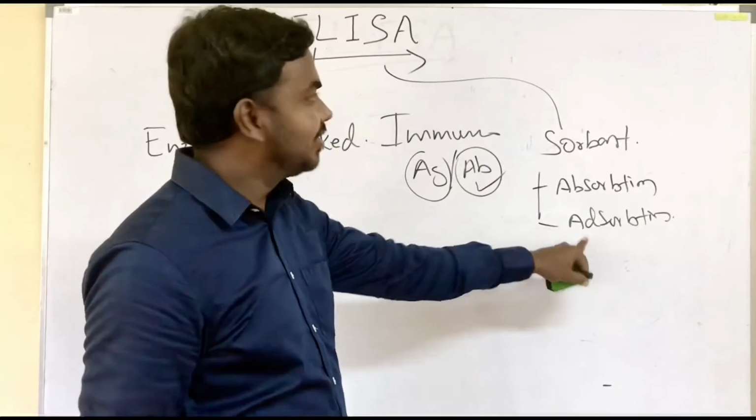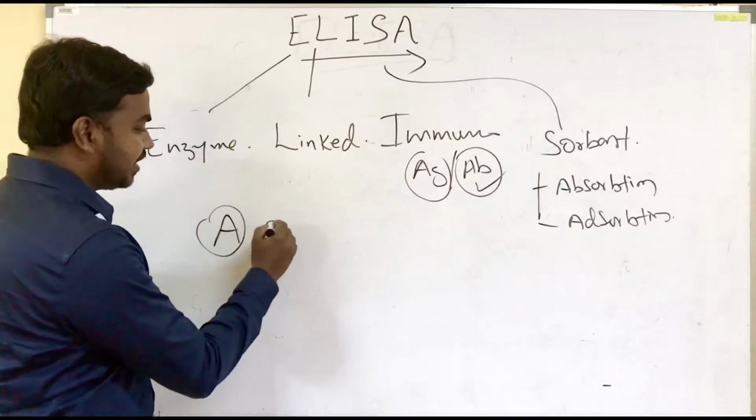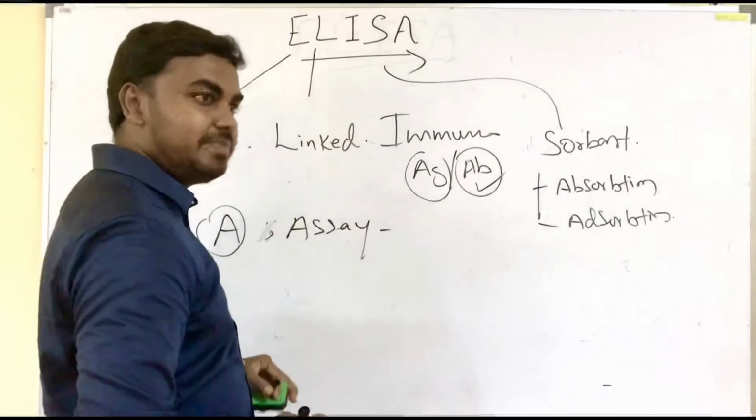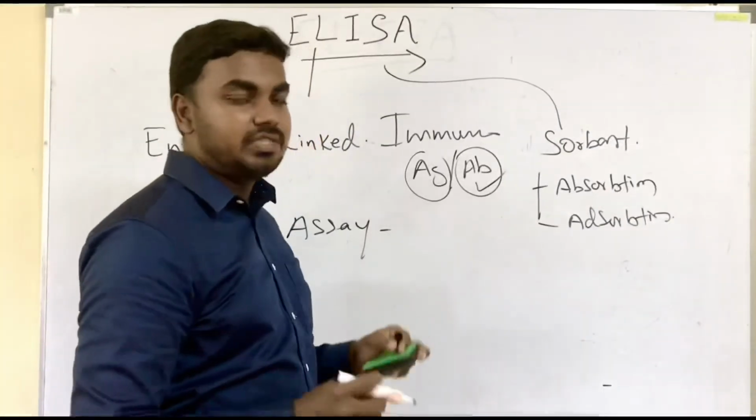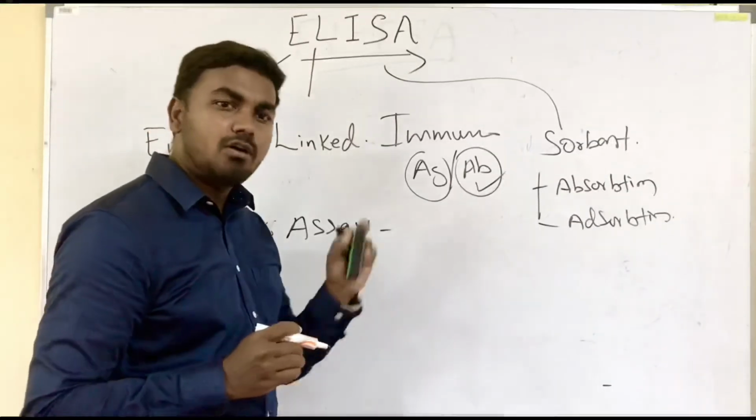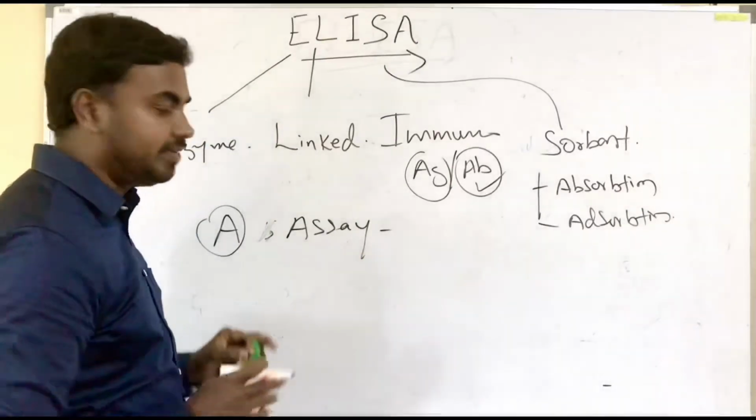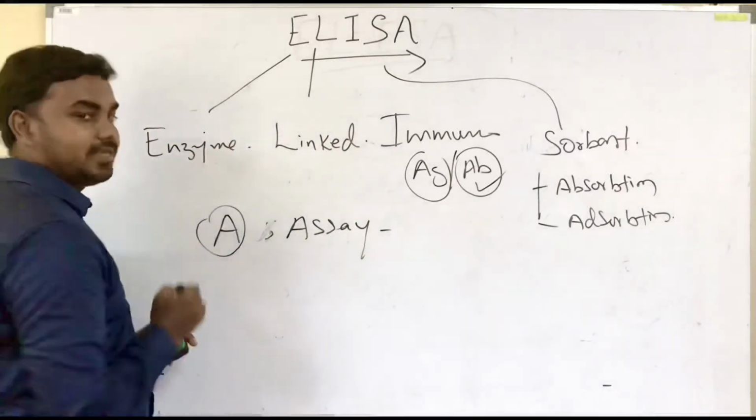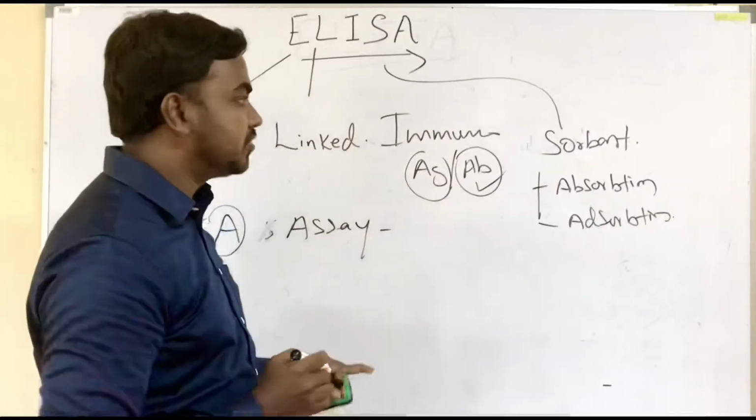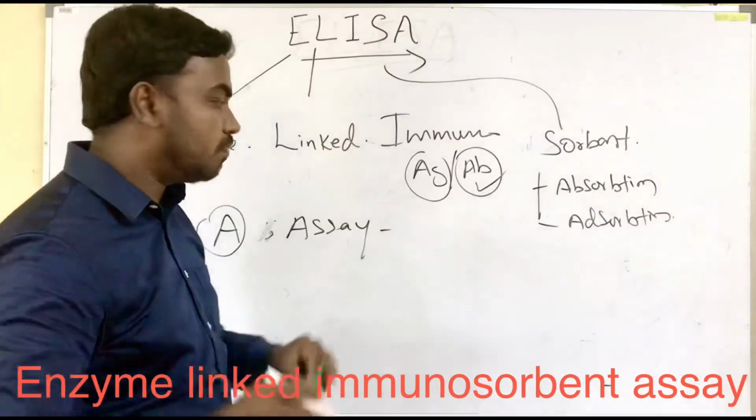Very simple. What is assay? I'm going to write A, that is what we call assay. Assay means something to determine the quality or the ingredients of that particular experiment. So here, what is the ingredient we are going to use? Enzyme. What is the other ingredient we are going to use? Antigen and antibodies. So this is the basic idea of enzyme-linked immunosorbent assay.